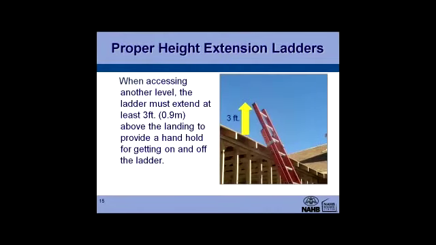All right, proper height for extension ladders. This one here says when accessing another level, the ladder must extend at least 3 feet above the landing surface to provide a handhold for getting on and off the ladder. So the landing surface is basically the top of the roof. That's called the landing surface. So when you're climbing the ladder, you should have that ladder extended 3 feet above in order to minimize the chance of you getting injured, such as from a fall.